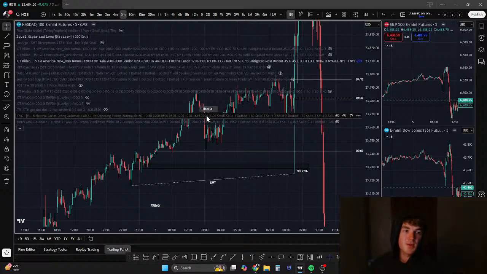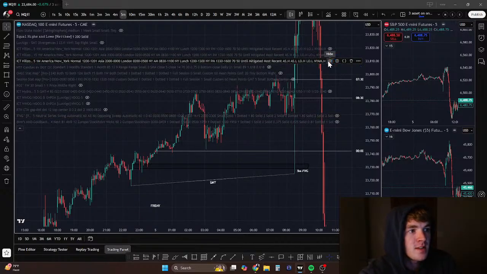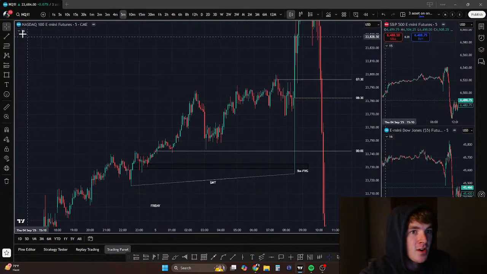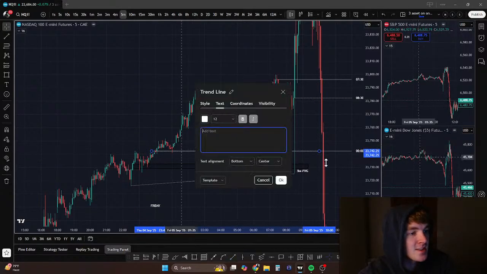I want to look at range projections. And I was actually thinking, maybe what if we could use range projections as a confluence? Let's say a PD array lines up perfectly with a range projection. Then I might use that as a confluence for that PD array to be higher probability. I don't know if that made any sense, but I'll show you what I mean.